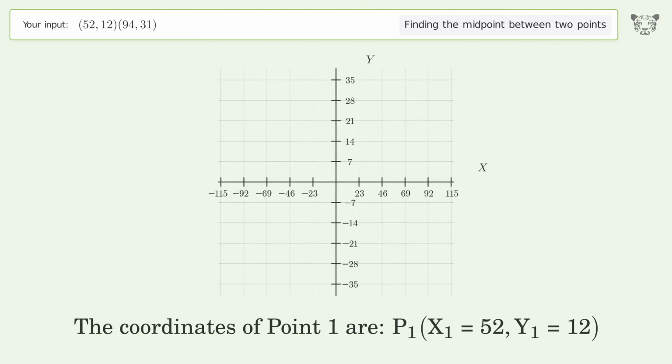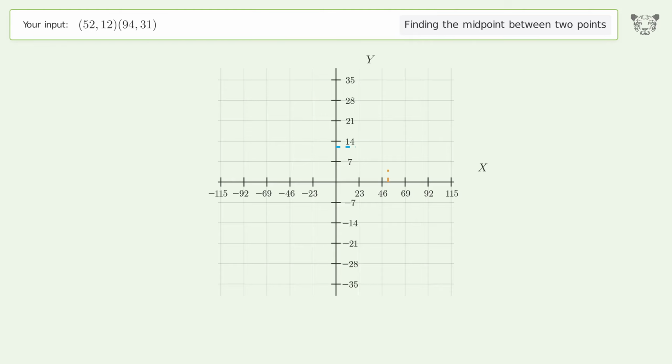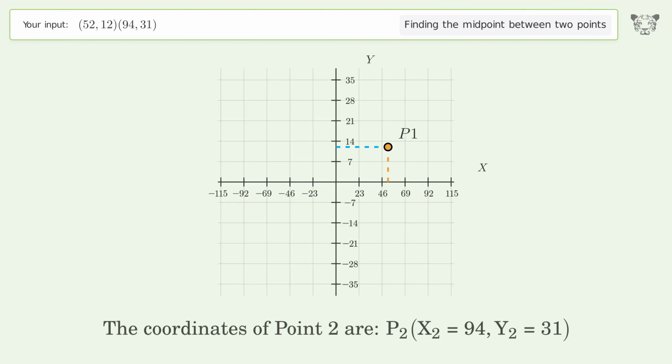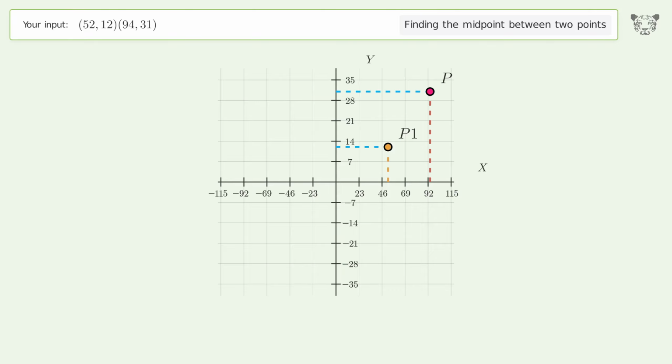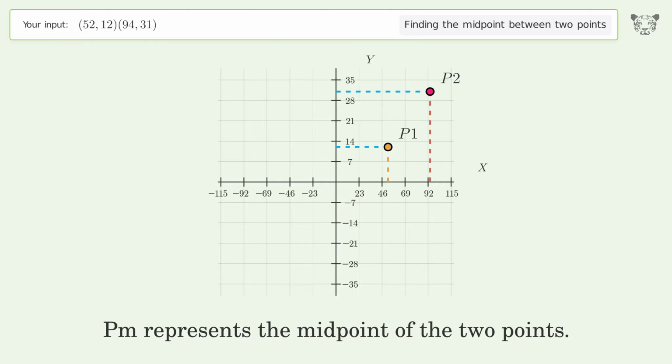The coordinates of point 1 are x1 equals 52, y1 equals 12. The coordinates of point 2 are x2 equals 94, y2 equals 31. PM represents the midpoint of the 2 points.